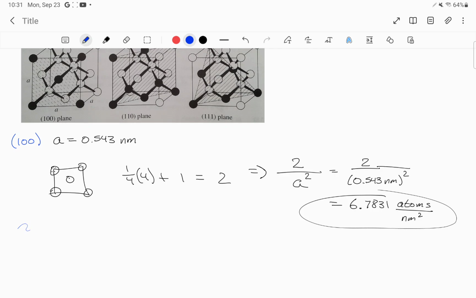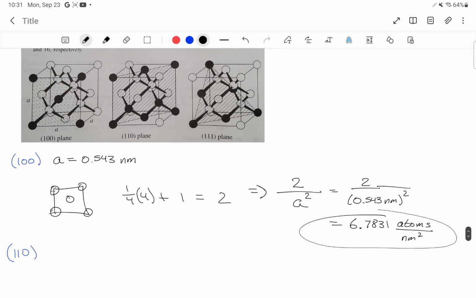Now if we calculate the second plane, again, we're going to find the number of atoms in this plane. We have a diagonal plane. So again, we're thinking about this in 2D. We have a diagonal plane where we have one atom here, another here, another here, on the bottom, on the bottom, on the bottom, and then we have 2 in the center.